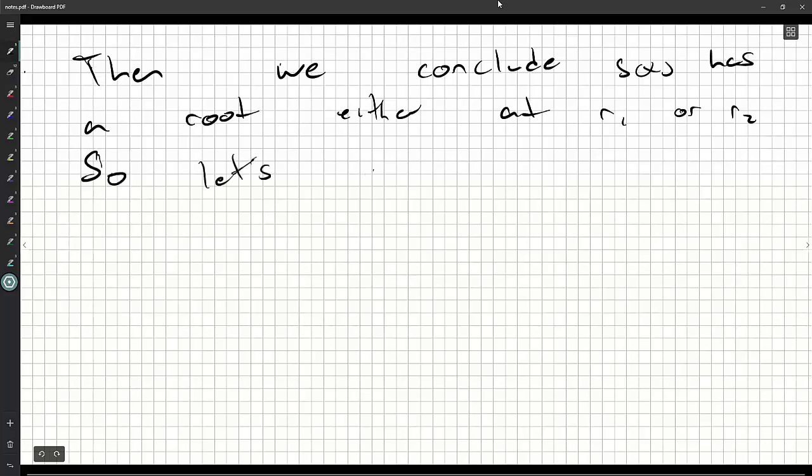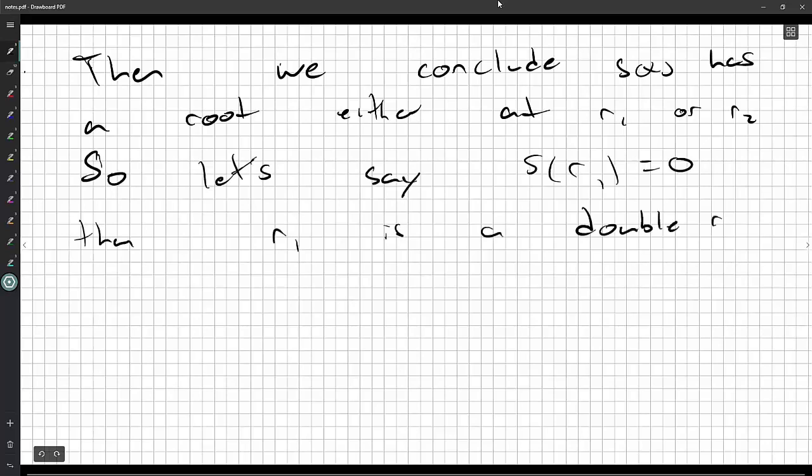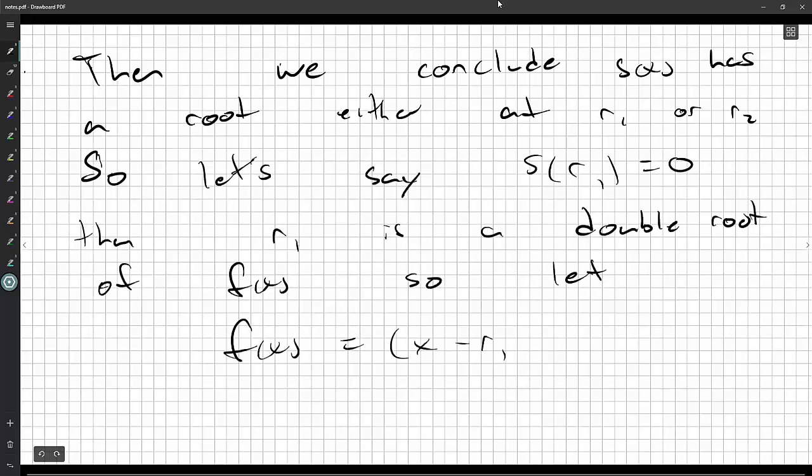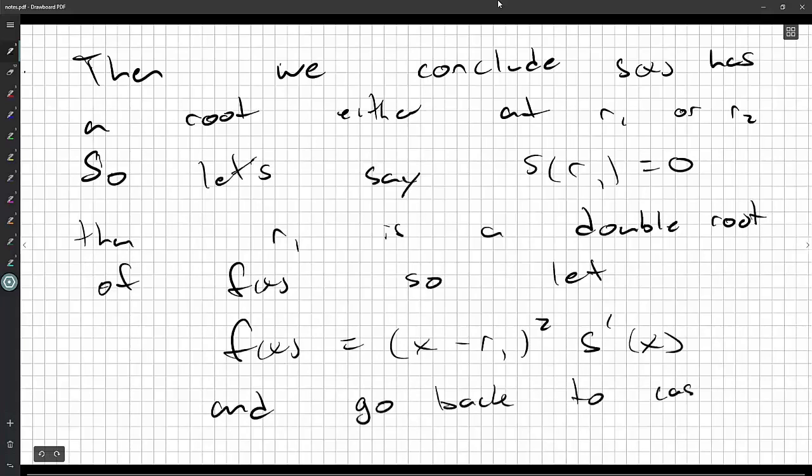So let's say S of R1 is equal to 0. Then R1 is a double root of f of x. So let f of x be x minus R1 squared times some new S of x. And go back to case 1. And by case 1, this S prime will always be non-negative.